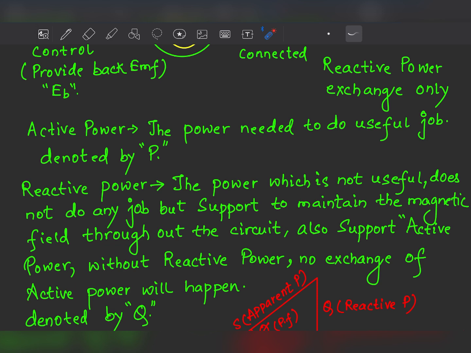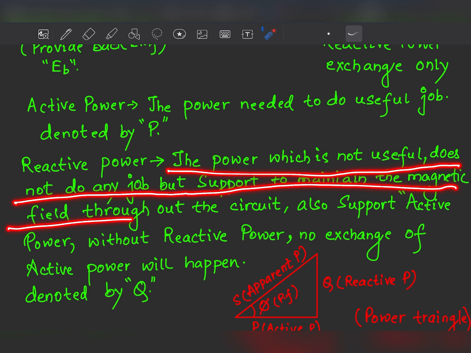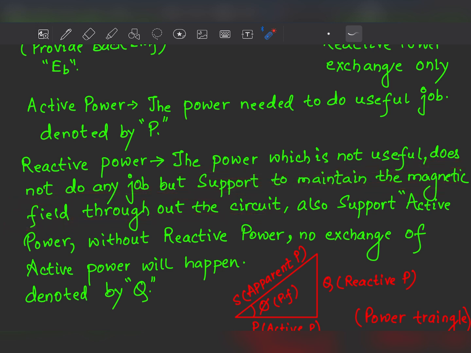Then after that I will tell about reactive power. Reactive power doesn't do any useful work, but it is very important, because if there is no reactive power, no active power will exist. Why? The power which is not useful, does not do any job, but supports maintaining the magnetic field throughout the circuit. Let's suppose you give the active power but without any magnetic field, how can you turn the motor, how can you generate the power?